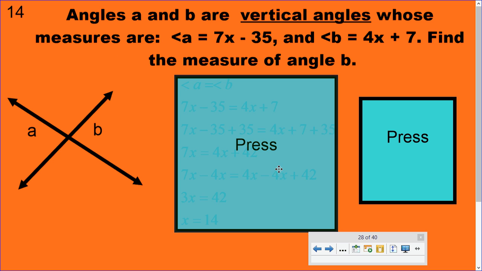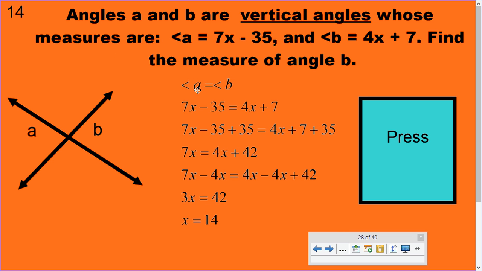Well, let's take a look. What do I know? Angle A is equal to angle B. If angle A is 7x minus 35, angle B is equal to 4x plus 7. So why don't I get the 35s on the other side by adding 35 to both sides? My 35 will cancel out on the left side, leaving me with just 7x. 35 plus 7 is 42, and I have the 4x I bring down.